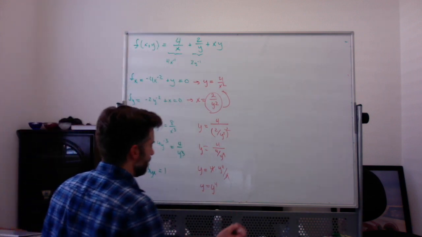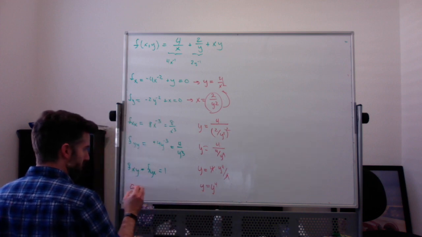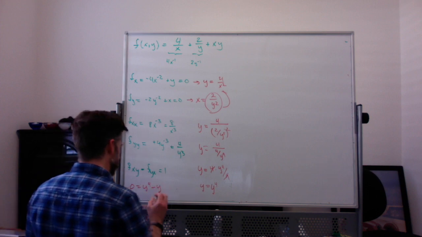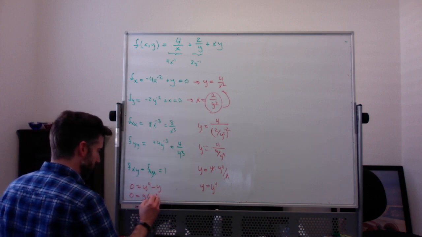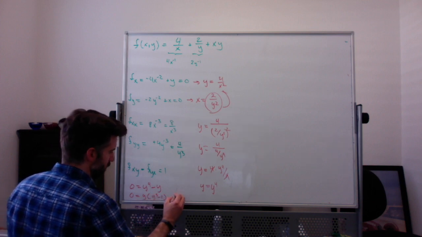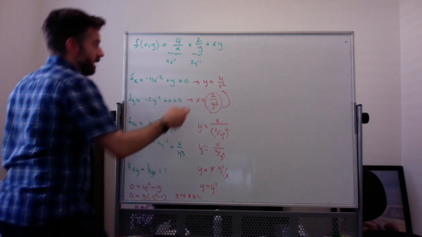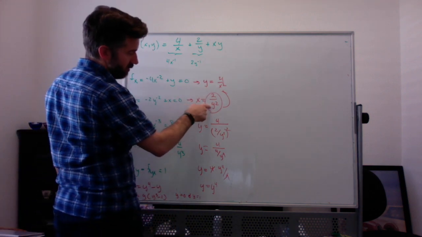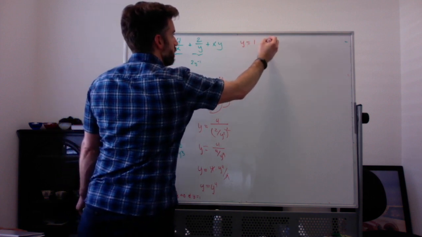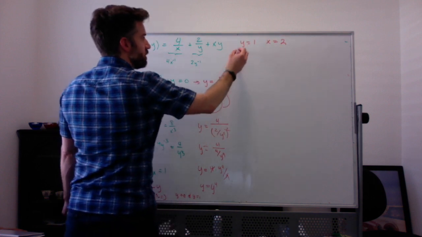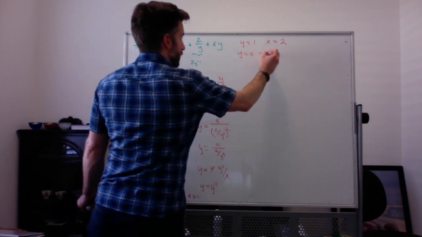The way I would solve this is by subtracting y from both sides. So I'm going to do it over here. 0 equals y to the fourth minus y, and then you can factor out y and get y times (y cubed minus 1). So the solutions are y equal to 0 and y equal to 1. Looking back here, if y equals 1, x equals 2. And if y equals 0, you don't get anything because 2 divided by 0 is undefined. So that actually is impossible.